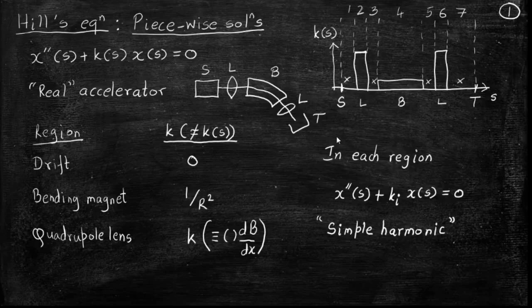So basically you arrive at a realization that instead of trying to solve Hill's equation for the whole accelerator, let me try to solve it piecewise. In each different part of the accelerator, k is a different constant, and therefore I will get several simple harmonic type solutions, and then I can mix and match all of them together to obtain the final solution. This is the basic idea.